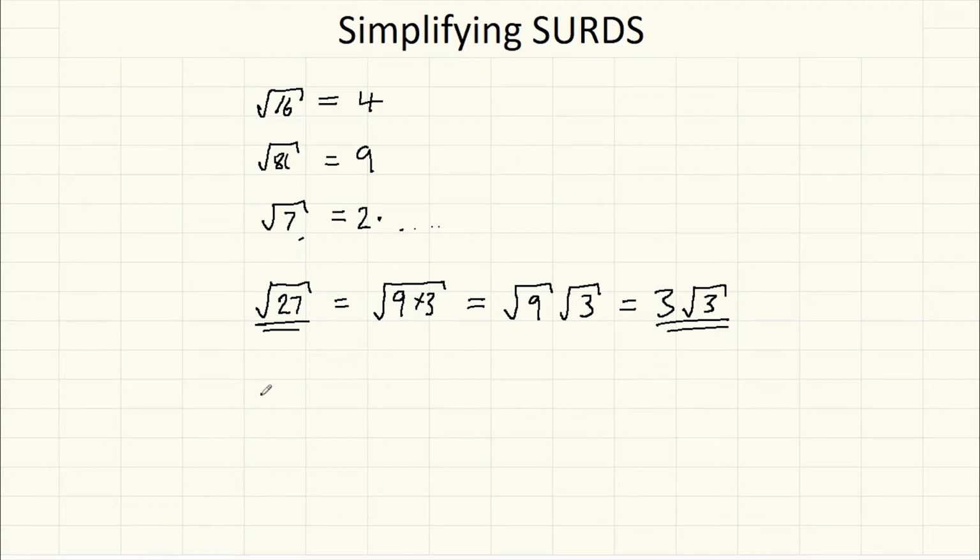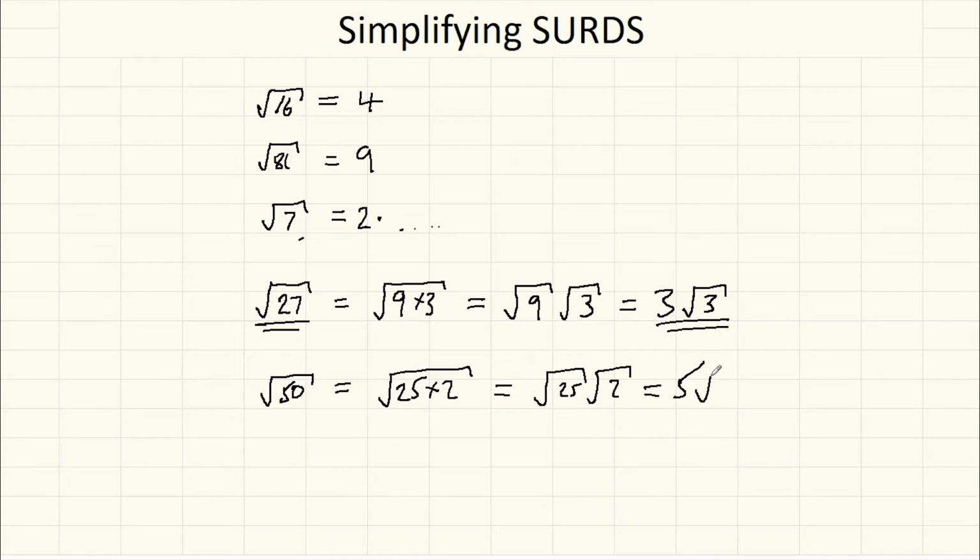Now how about this one? The square root of 50. Well, this can be simplified as the square root of 25 times 2. In other words, it's the square root of 25 multiplied by the square root of 2. And the square root of 25 is 5. The square root of 2 we can't do exactly, so we leave it as root 2. So the root of 50 simplified is 5 root 2.